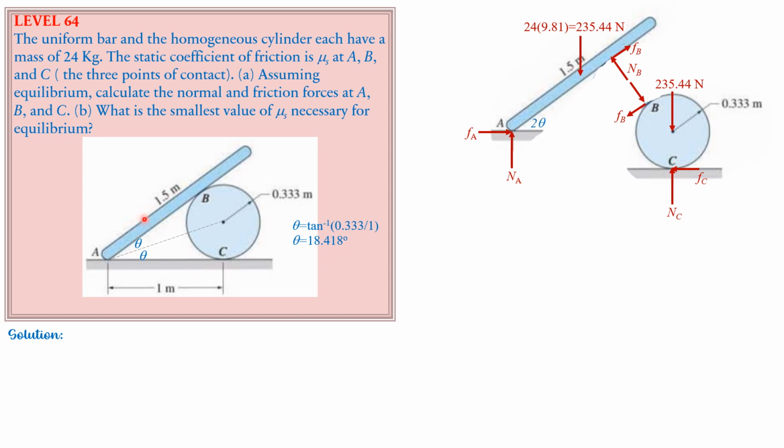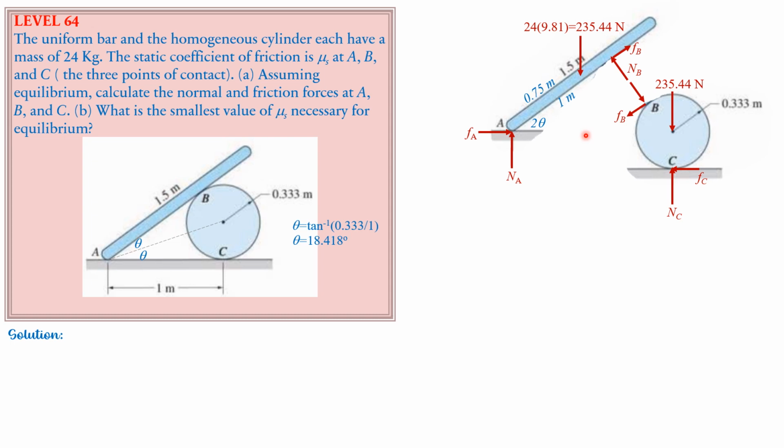So this is 2 theta. This distance is 0.75 to the center. And remember, from A to B, that's 1 meter as shown in the figure. Because this is 1 meter AC, AB is also 1 meter. We have identical triangles.